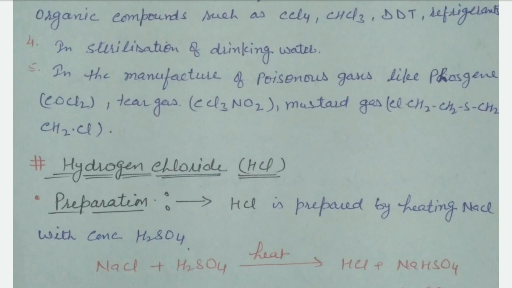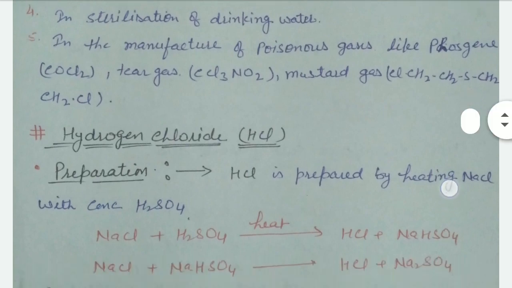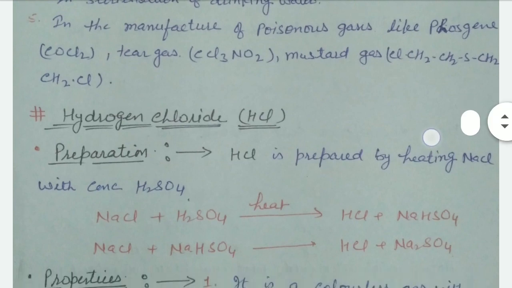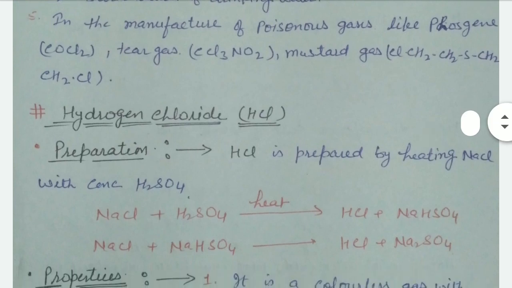Fifth, it is used in the manufacturing of poisonous gases like phosgene, tear gas, mustard gas, etc. The formula of tear gas is CCl3NO2. The IUPAC name of the compound is trichloronitromethane.